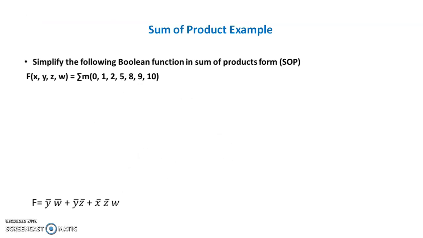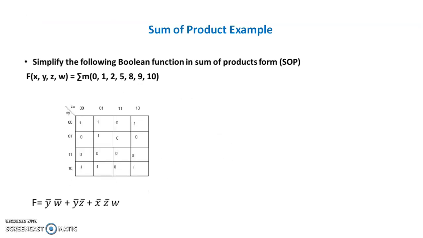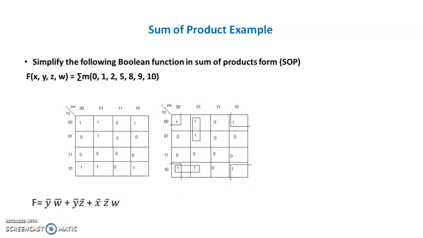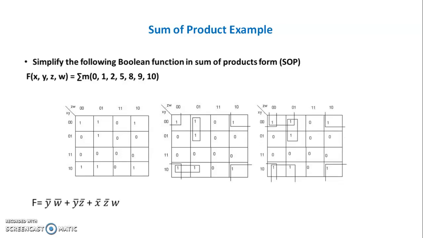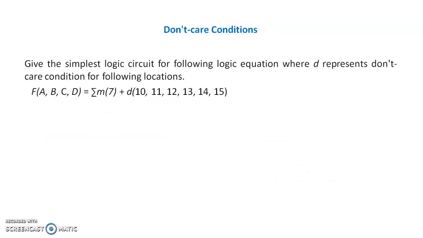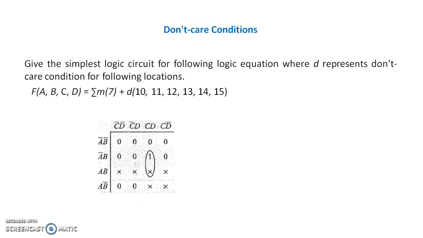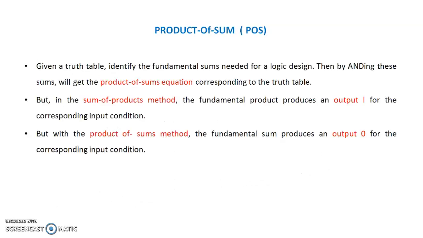So for homework, we can solve this example: F of XYZW is equal to summation of m 0 1 2 5 8 9 10 terms are given. So we can represent these terms using the SOP expression also. We can solve all these examples like this way.